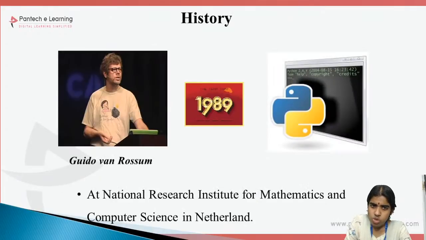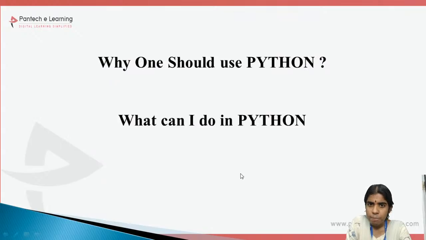So what is the history of Python? It was developed by Guido van Rossum in the year 1989 at the National Research Institute for Mathematics and Computer Science in the Netherlands. So who invented this language? Python was invented by Guido van Rossum in the year 1989 at the National Research Institute for Mathematics and Computer Science in the Netherlands.